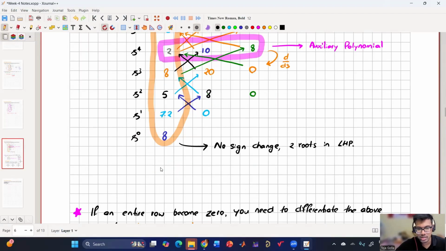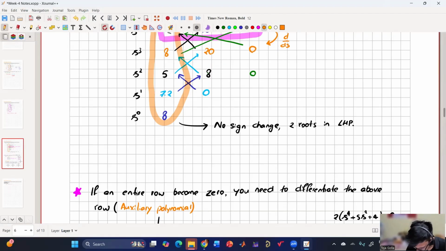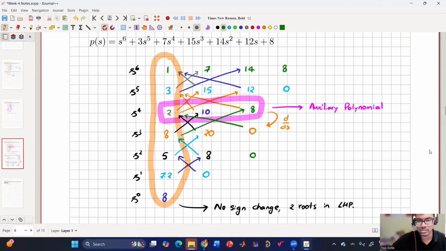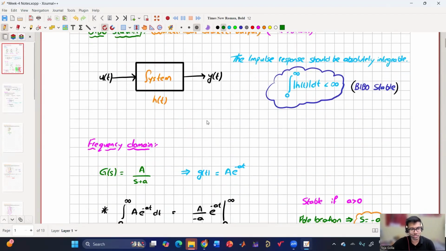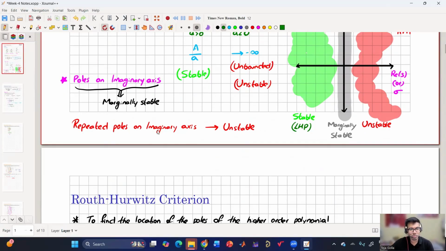So if we summarize, total 6 roots. Out of the 6 roots, we have 2 roots in the left half plane, and then 4 on the imaginary axis. So we have to see whether we have repetitive roots on the imaginary axis, as we have discussed in the slide 1 or the first document. If there are repeated poles on the imaginary axis, then it is unstable. Repeated means the same imaginary point should not appear twice. Like it should not have plus or minus j, plus or minus j. So that is repetitive. Plus or minus j is not repetitive.